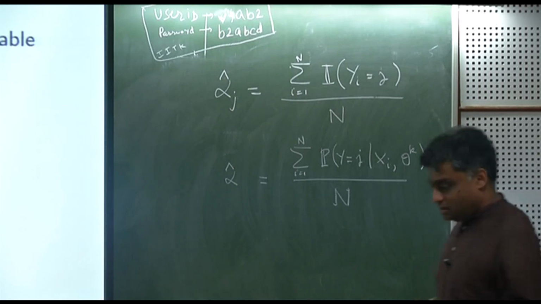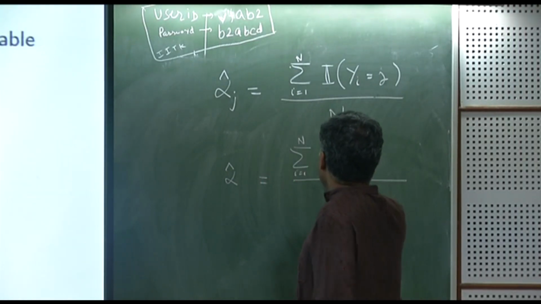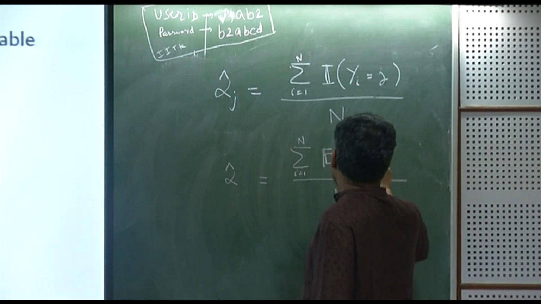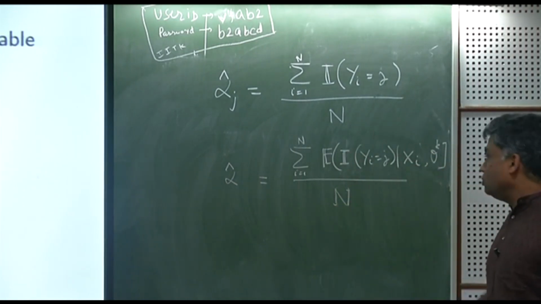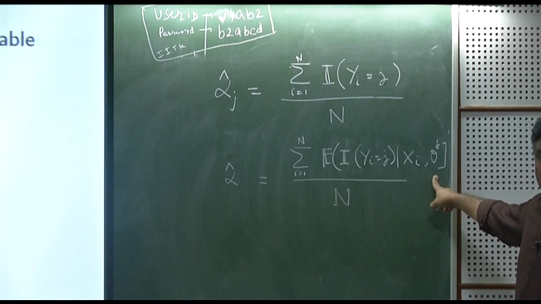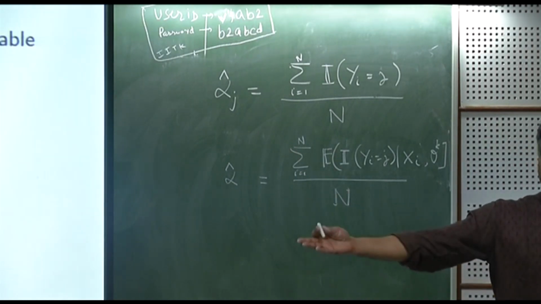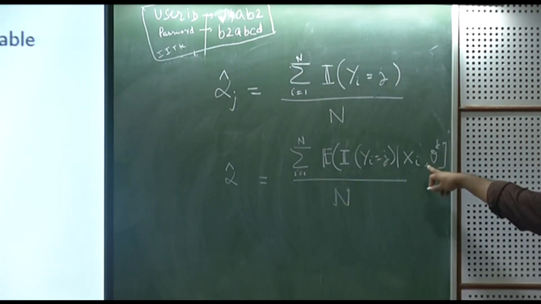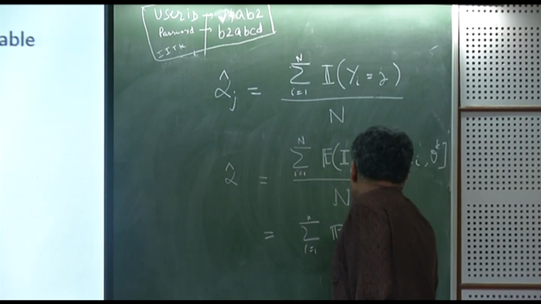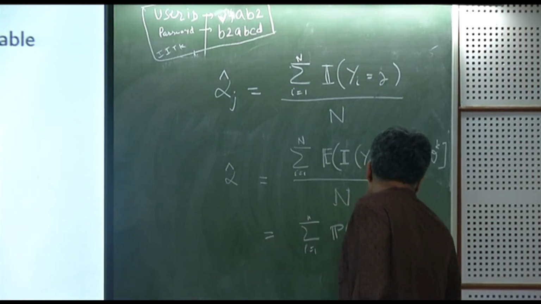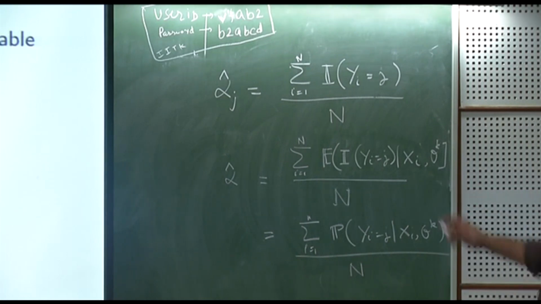How did I come up with this idea? One way to think about what happened here was, let's take the expected value of that indicator function. I don't know that indicator function. I only know xi and I know the current parameter. What is the best I can do? I can just take the expectation of that. That's the only thing I can do. I have some information. I can take the expectation of whatever I don't know. And what is this expectation? It's exactly what we just wrote. Summation of i going from 1 through n, the probability of yi equals j given xi and theta k, exactly that, divided by n. That's the EM estimate of alpha.